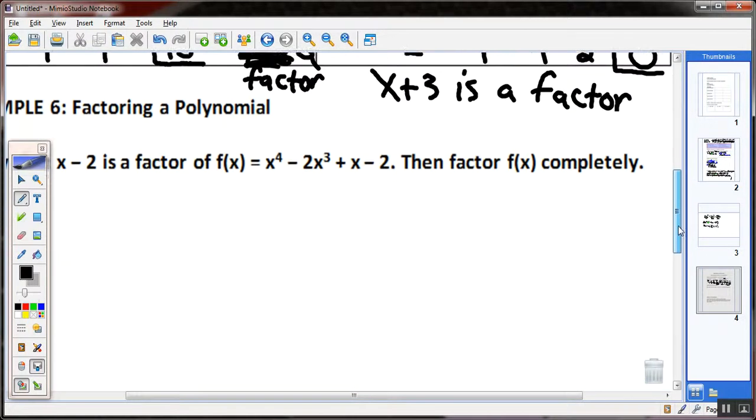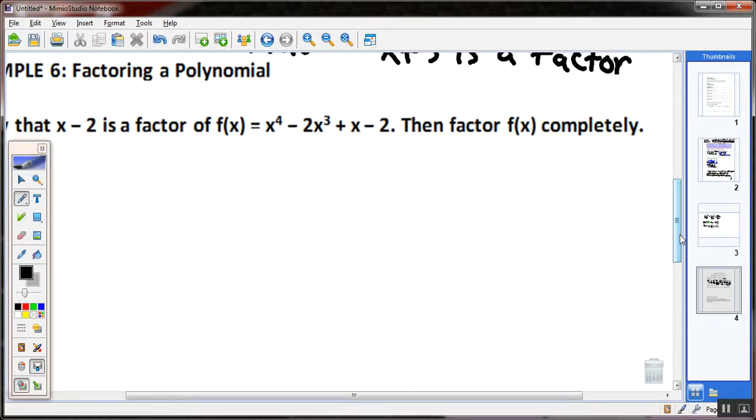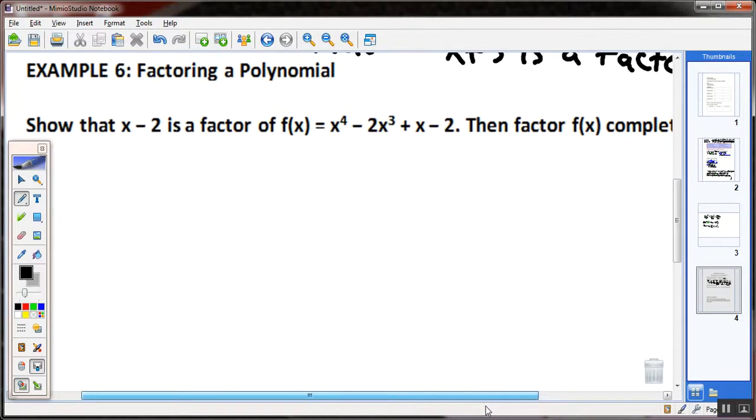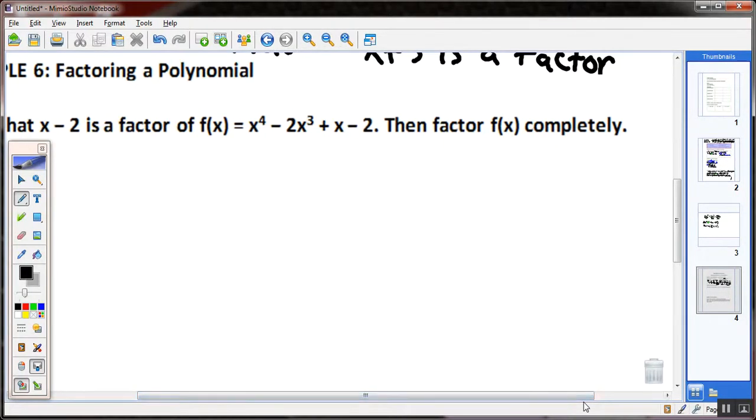So let's move forward here. How in the world can I take this idea of synthetic division, knowing that something might be a factor, to help us factor things a little easier than what we've looked at so far? Well, here's how this would work. It says, first of all, in example 6, show that x minus 2 is a factor of f of x equals x to the fourth. And then after that, they want us to factor this thing. They're already telling you x minus 2 is going to be part that you can factor out, right?